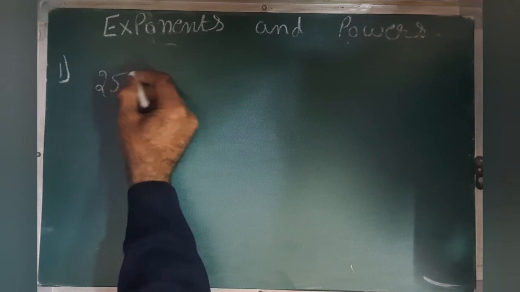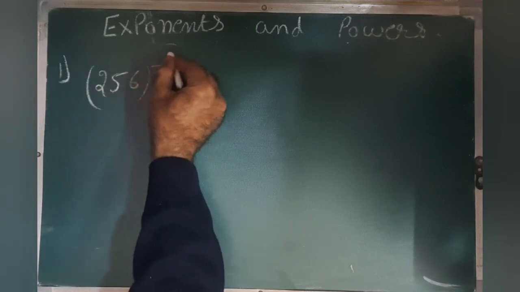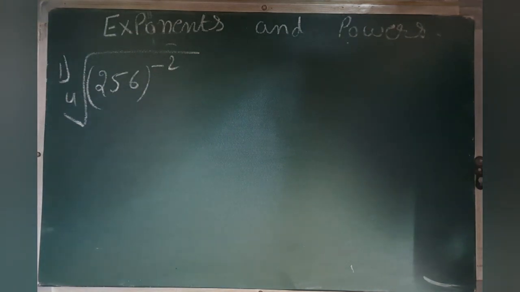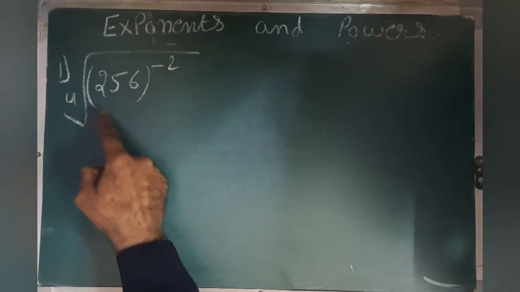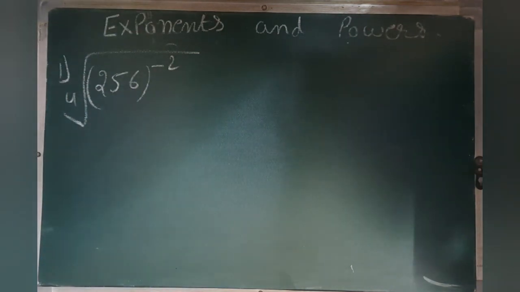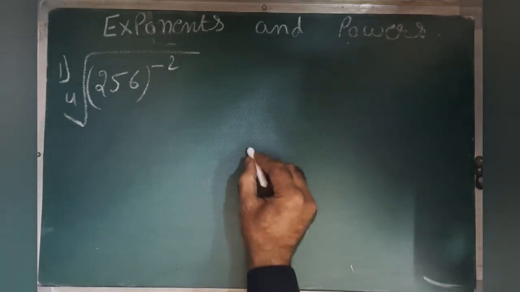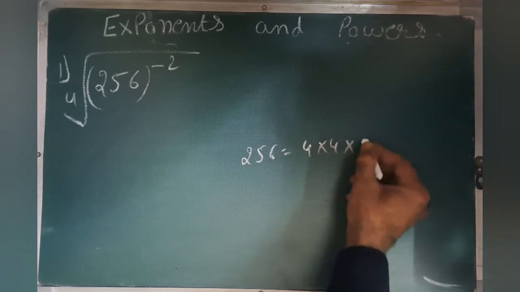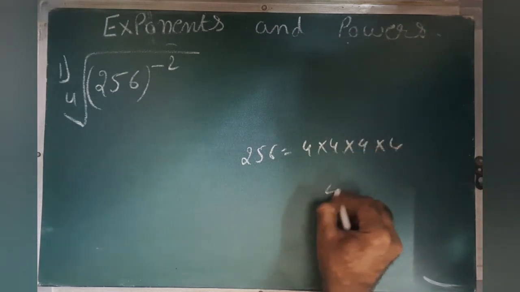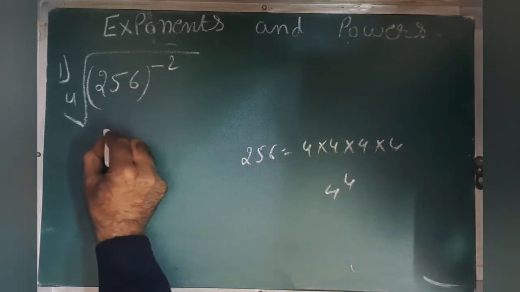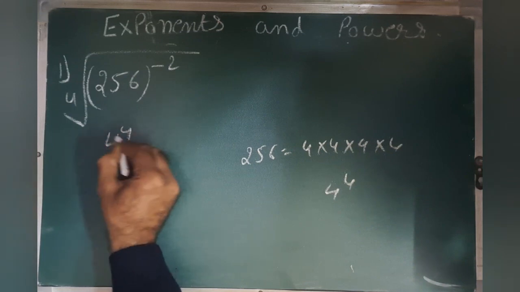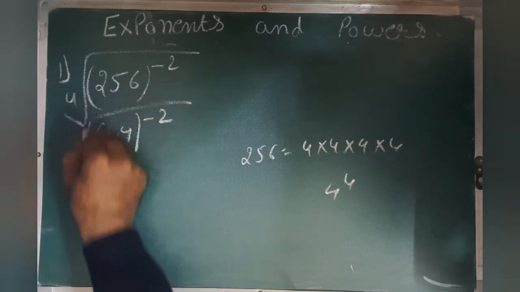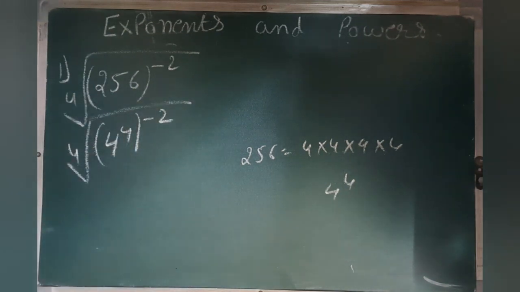256 and the exponent is 2, and that is the fourth root. So now what can we do in this? 256 we can write as 4 power 4. If we factor 256, that is 4 multiply 4 multiply 4 multiply 4, that means 4 power 4. So we write 256 as 4 power 4, and that exponent is minus 2 and the fourth root.